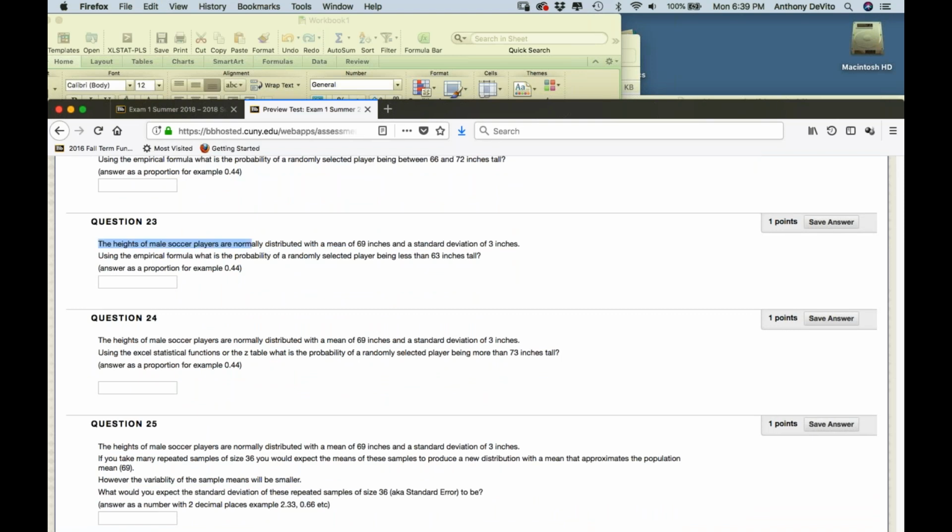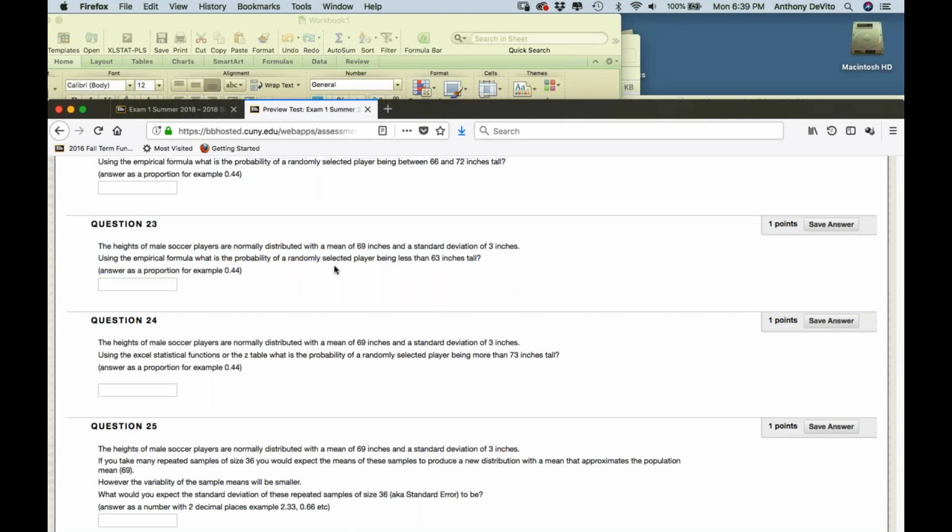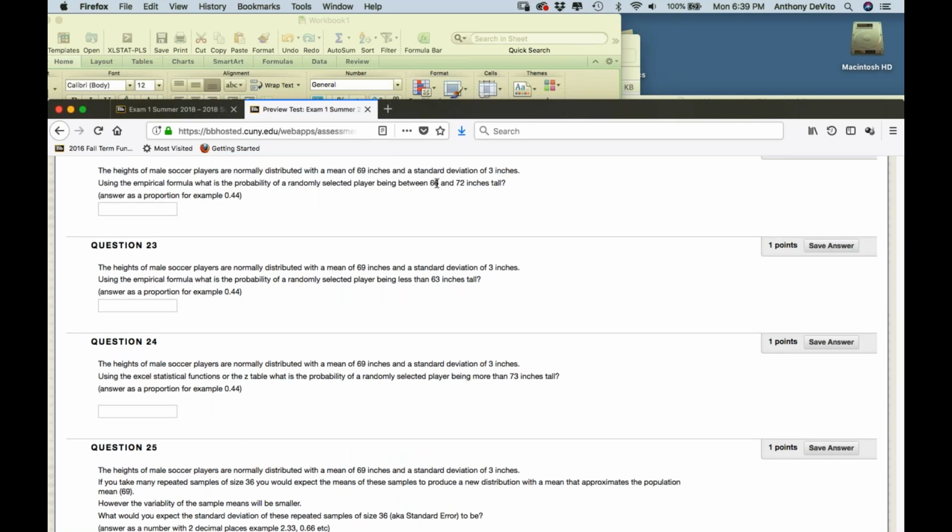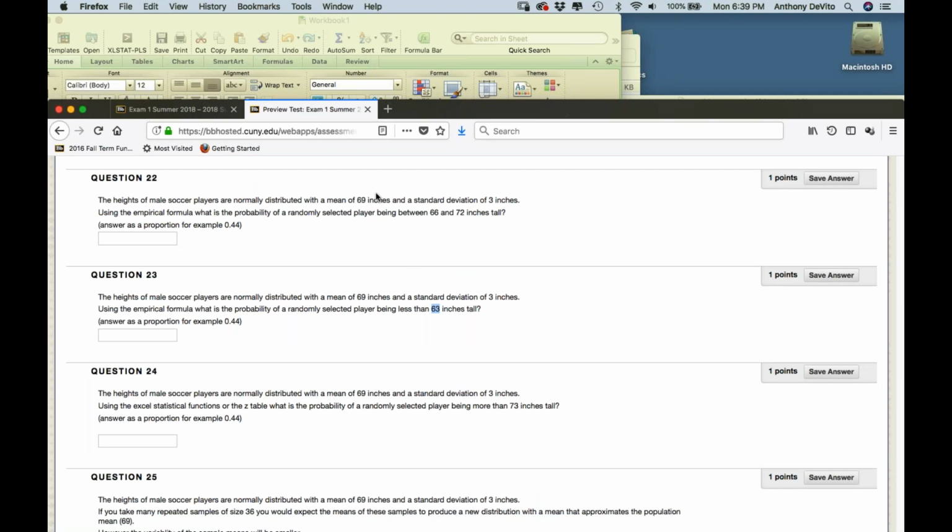The heights of male soccer players are normally distributed with a mean of 69 inches and a standard deviation of 3 inches. Using the empirical formula, what's the probability of a randomly selected player being less than 63 inches tall? Well, that is 2 standard deviations below the mean of 69.